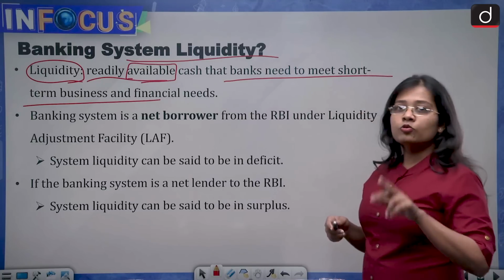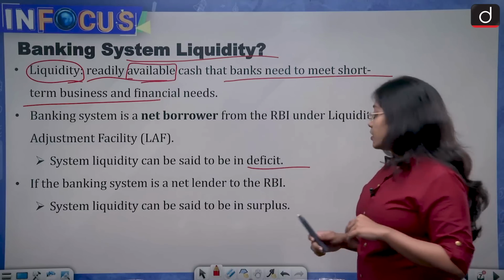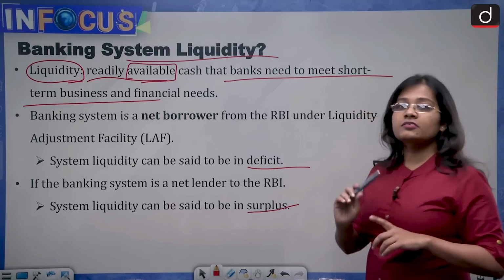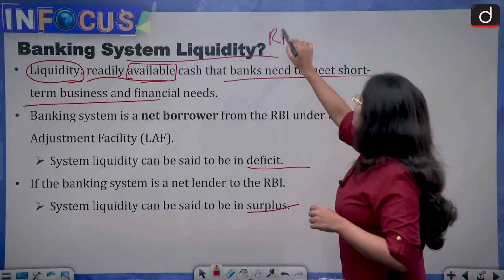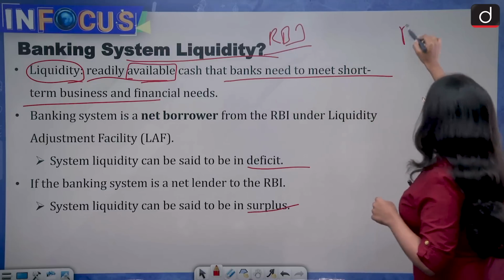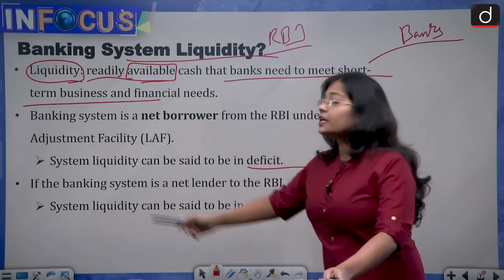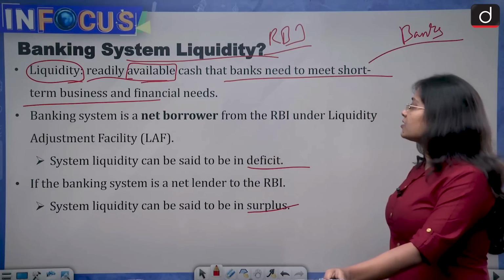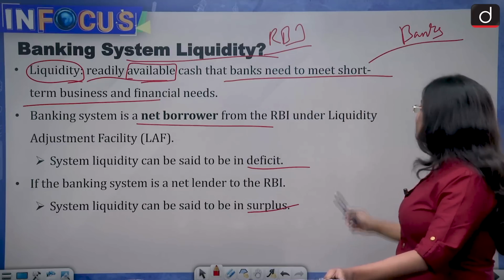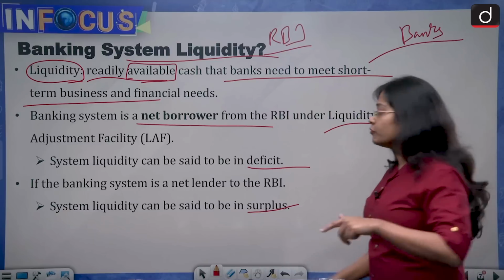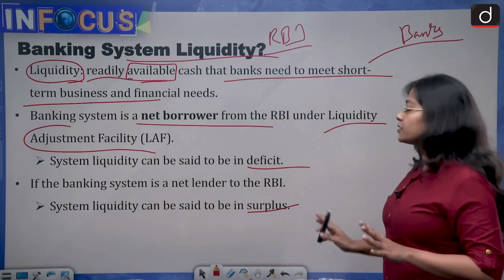So there are two conditions. The first condition is when the banks are in deficit, and the second is when the banks are in surplus. For example, there is the RBI, and on the other hand there are banks. In a banking system, when the banking system is a net borrower from the RBI under the LAF, that is the liquidity adjustment facility, we will come to the LAF. First, let us understand what deficit and surplus mean.